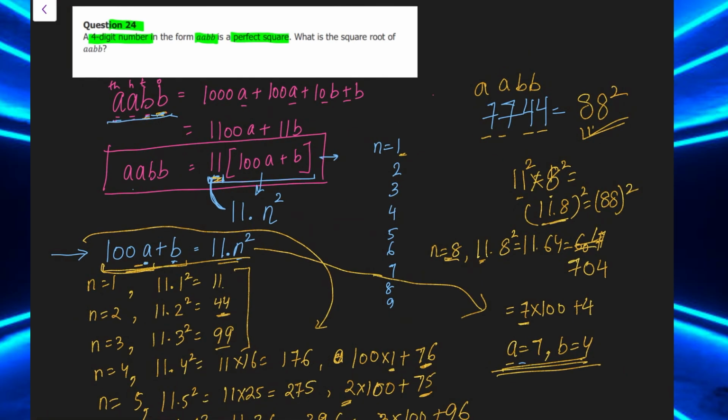So the question was, what is the square root of AABB? The number is 7744, but the square root is 88. So our answer is 0088. This is our answer for question number 24.